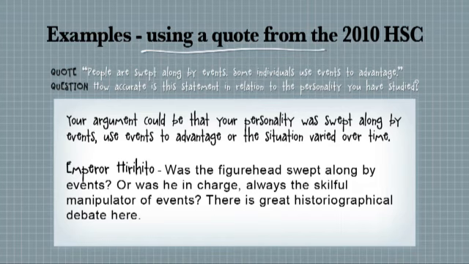What about Emperor Hirohito? Wonderful historiographical debate here, and this is where studying the personality from an historiographical point of view will prepare you for this question. Was he the constitutional monarch, the figurehead, who was just swept along by events, the poor monarch whose militarists got him into all sorts of trouble? Or was he in fact in charge, always the skillful manipulator of events, prior to the war, during the war, and during the American occupation?